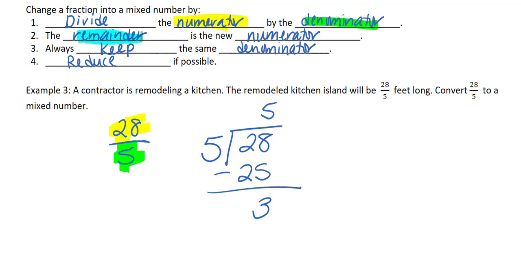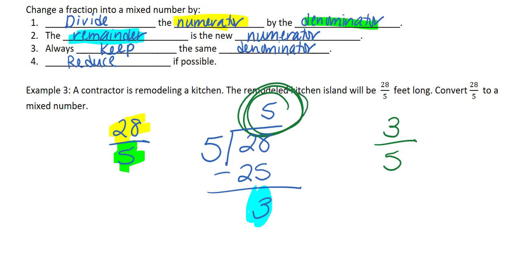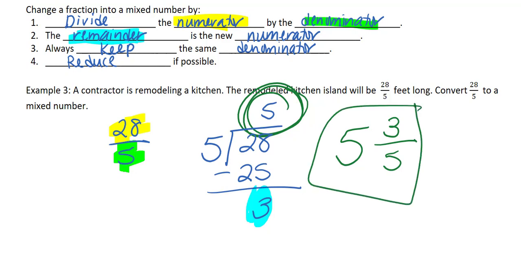So now we have this 3, which will become the new numerator, as that's the remainder. So this is really important right here and right here. So let's go ahead and rewrite that. Now this becomes the new numerator, and then we keep our denominator. So what would that be? That would be 5. And what's our whole number? Well, our whole number is from here. So we're going to put the 5 right there. So we have 5 and 3/5, and that would be our mixed number.